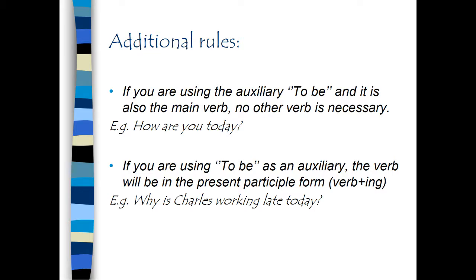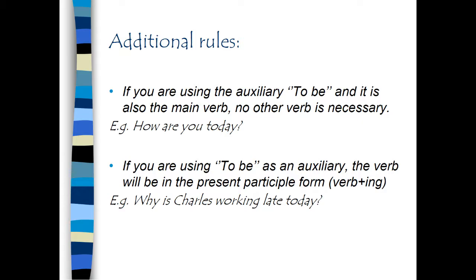If you are using the auxiliary to be, and it is also the main verb, no other verb is necessary. For example, how are you today? In this case, we do not need to add the auxiliary to be, because the verb are is the simple present of the verb to be, so the example is complete.